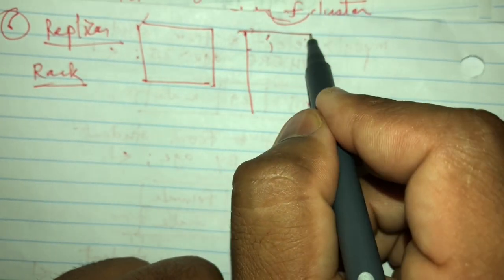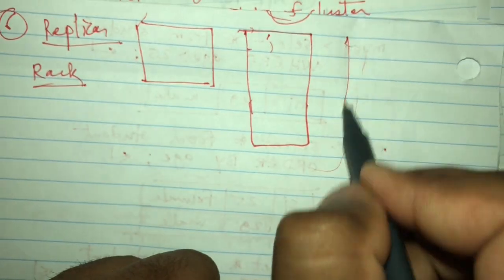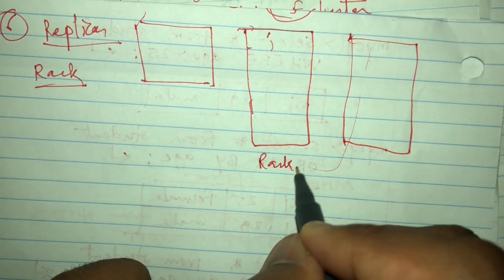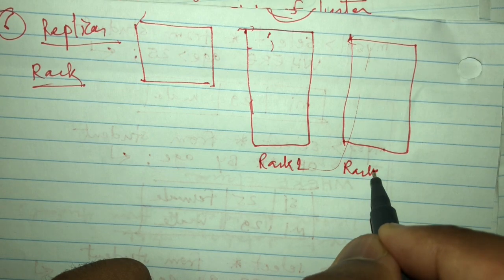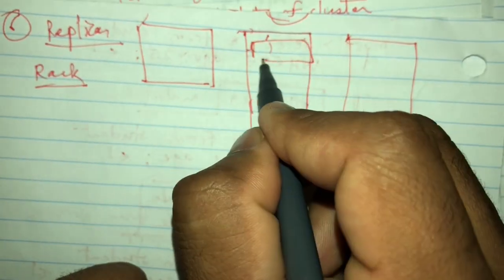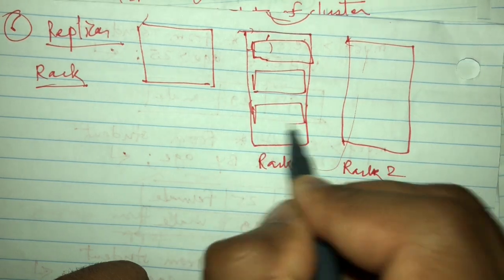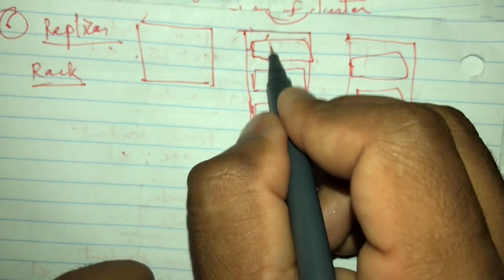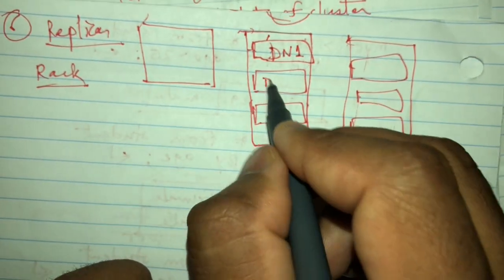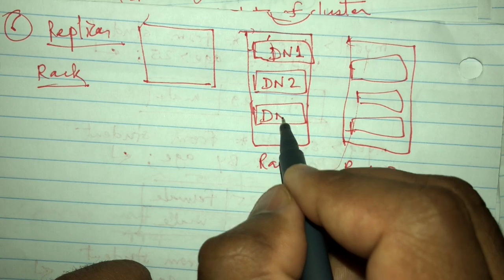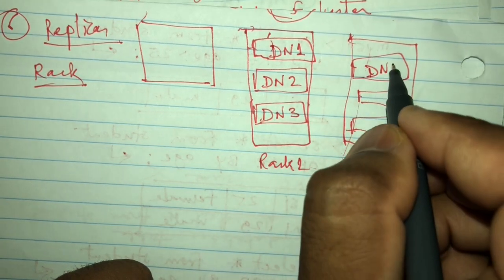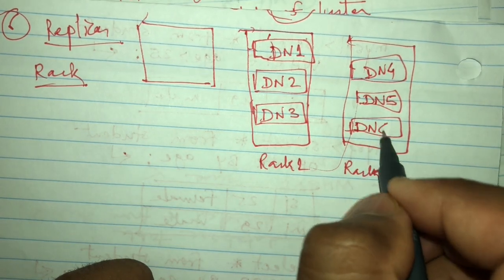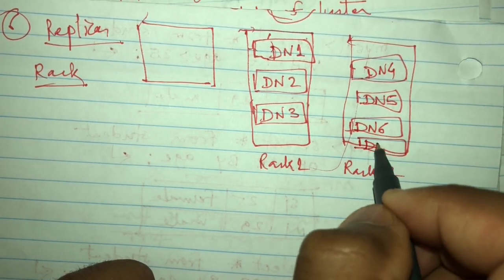So this will be my first rack and this is my second rack. I will call them rack 1 and rack 2. This is my data node 1, data node 2, data node 3, 4, 5, 6. It doesn't matter how many data nodes each rack has, and there's no rule that each rack must have the same number of data nodes. It can have data node 7 too.